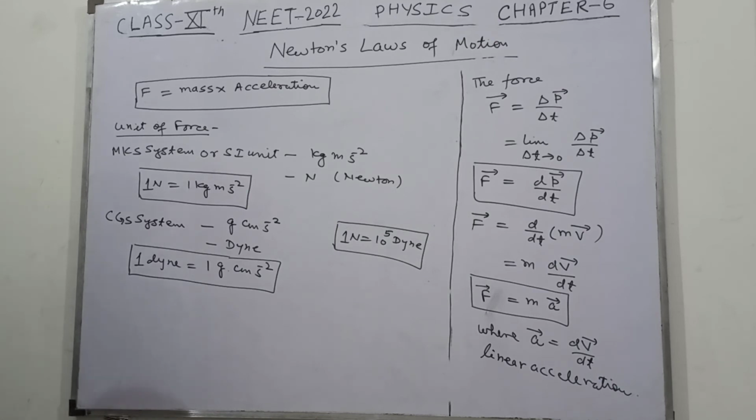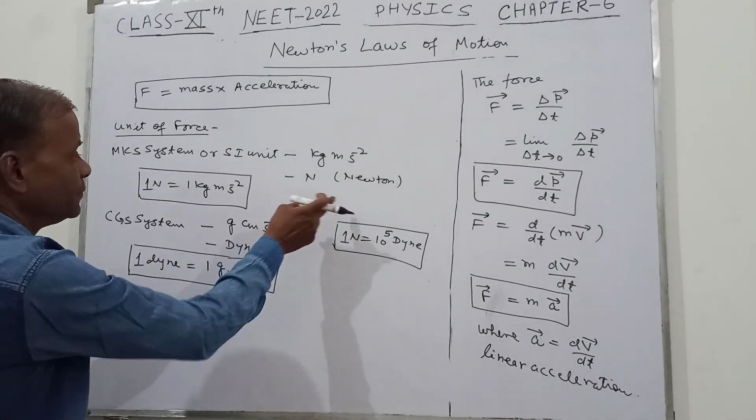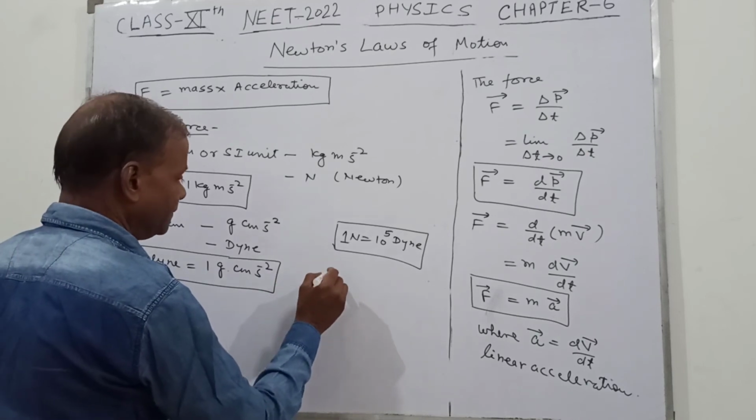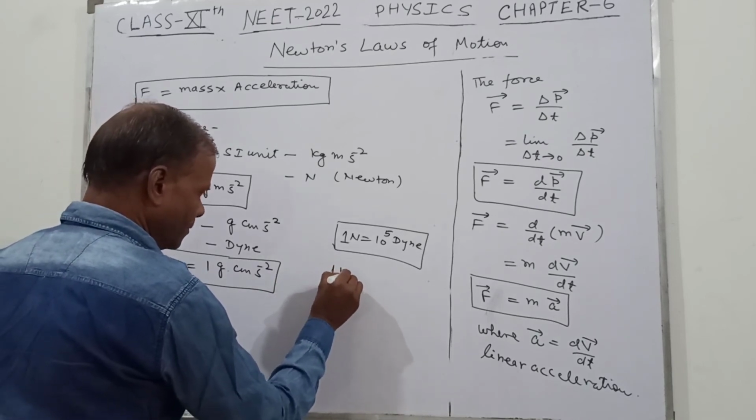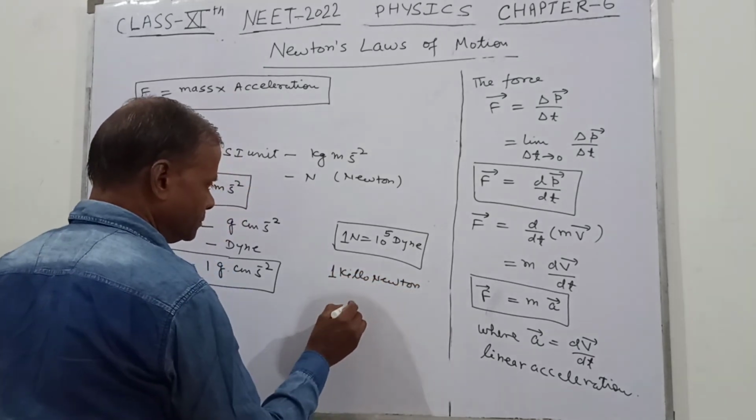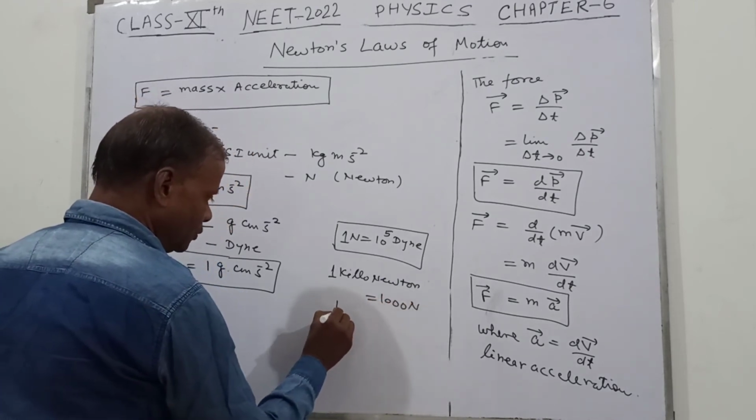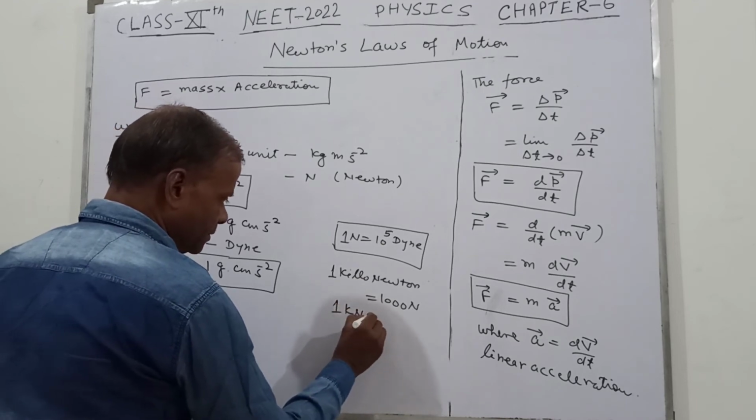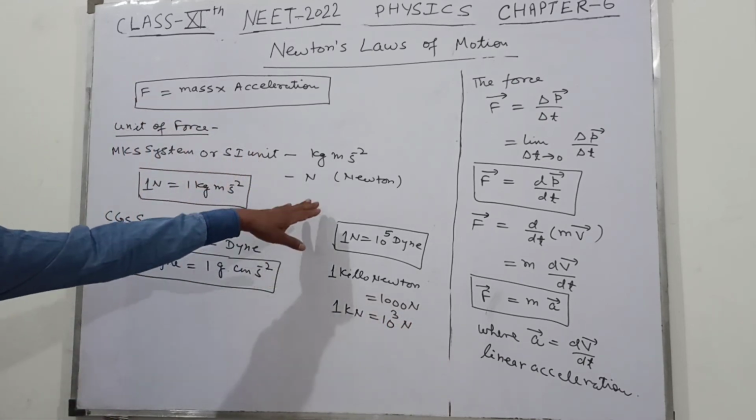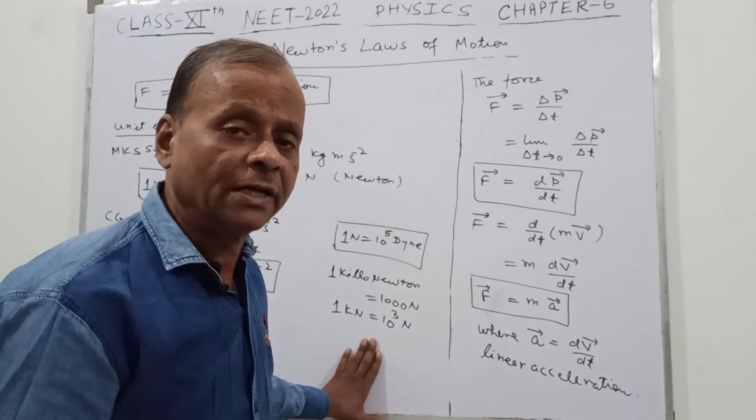Now force is also expressed in kilonewton. This is in terms of Newton. Then we can have the kilonewton, which is equal to 1000 Newton. 1 kN is equal to 10 raised to the power 3 Newton. Since the Newton is a small unit, we can express it in kilonewton, meganewton, giganewton, like that.